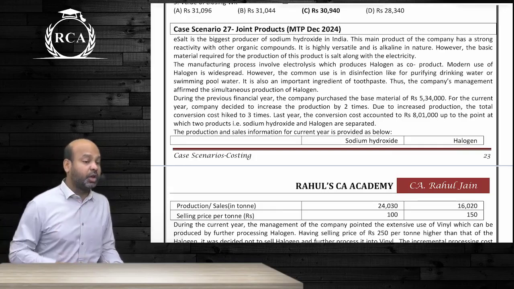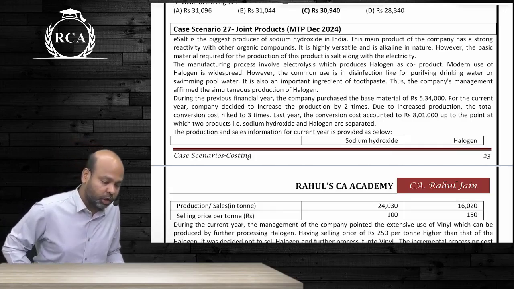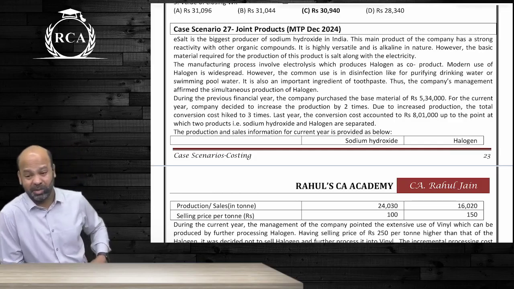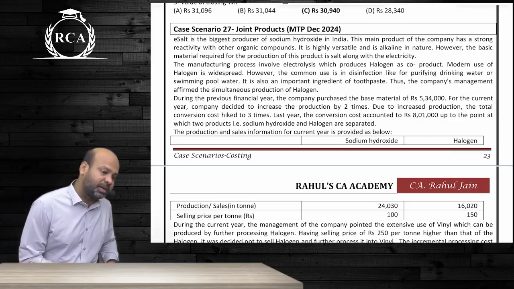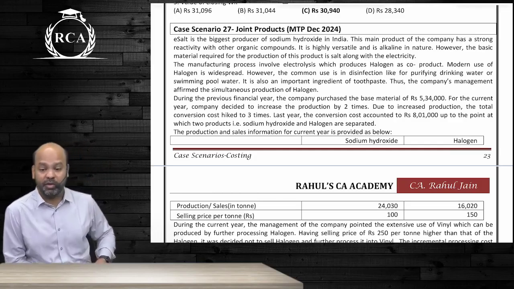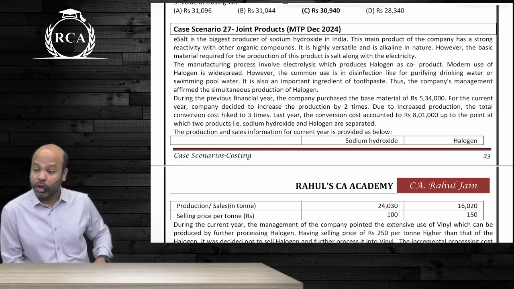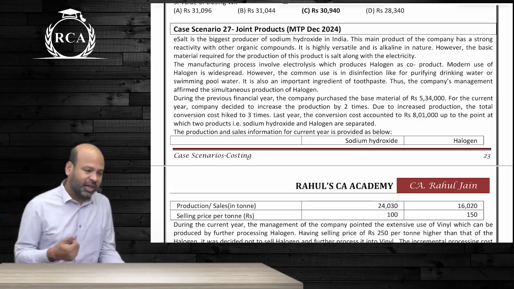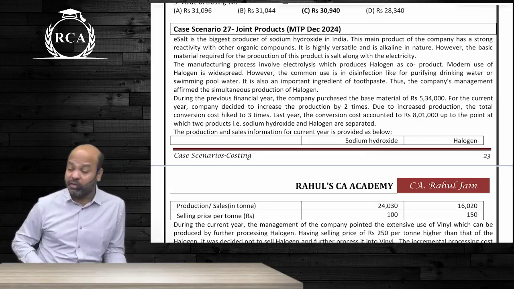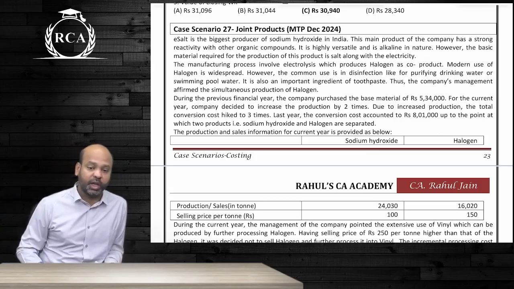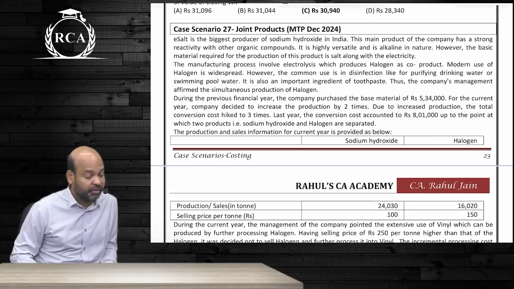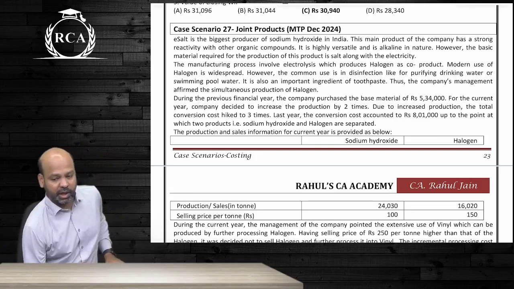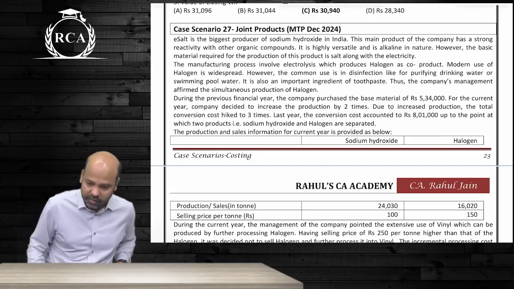First one was physical units method, guys, under which we allocate total joint cost on the basis of number of units manufactured. Second one is contribution margin method. Under contribution margin method, variable cost is allocated on the basis of number of units manufactured. Contribution के basis पे you will allocate fixed cost. Third one beta was sales value at split off point. Next there was NRV at split off point. NRV at split off point के लिए you first take sales value after further processing. From that you will deduct further processing cost. You will get NRV, and then there is sales value after further processing.